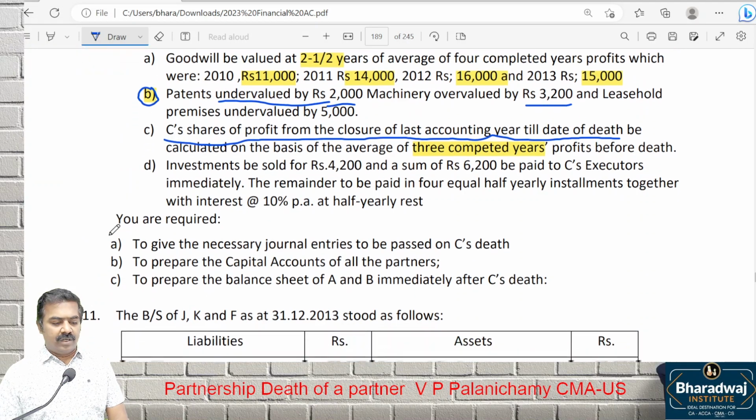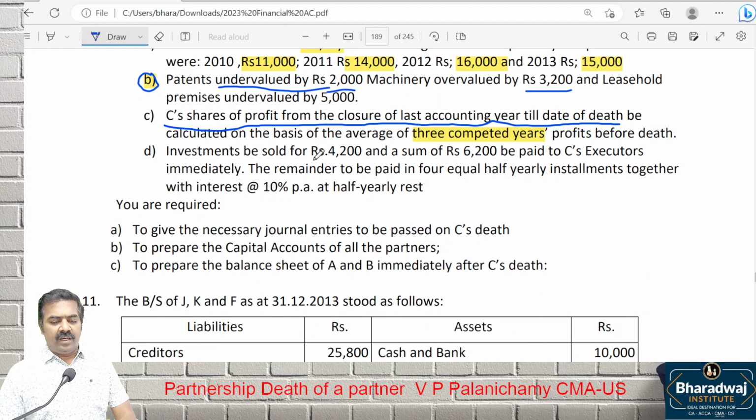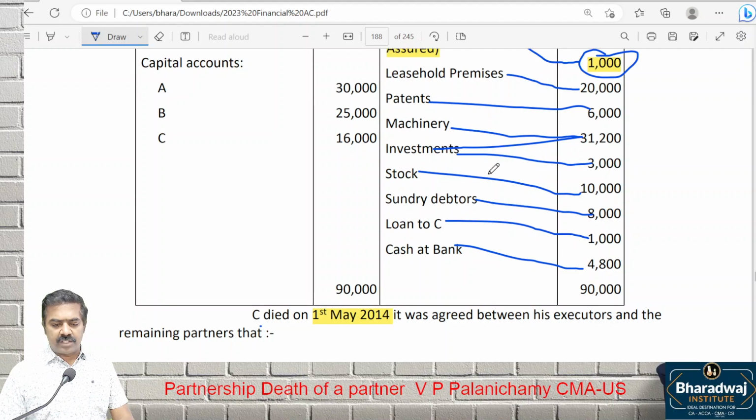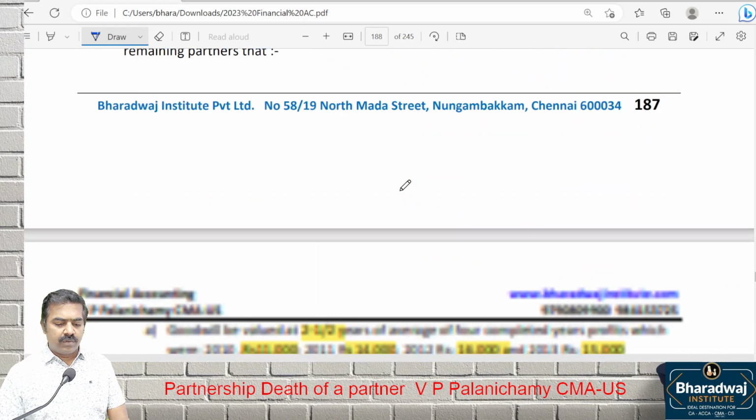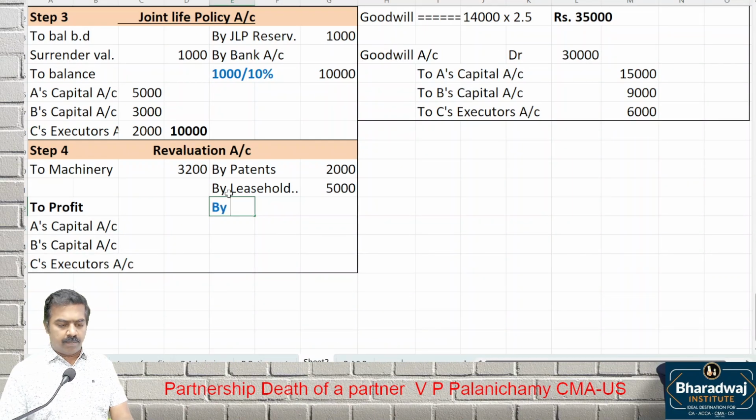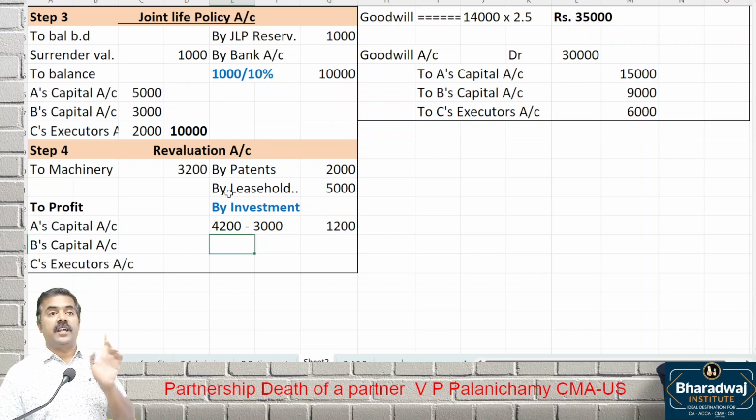No. Look at the point number D. Investments are sold for 4,200. Look at the balance sheet investment value. Investment value is how much? 3,000. Sold for 4,200. There is a profit. There is a profit by investment. Don't forget that. We sold it for 4,200. Cost is 3,000. What is the profit? 1,200.